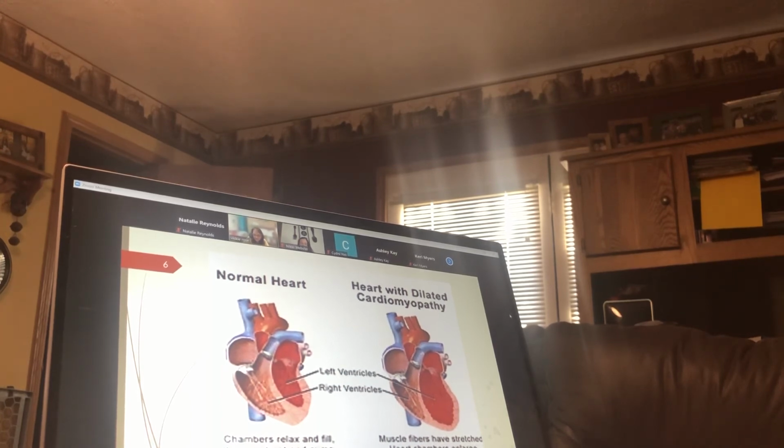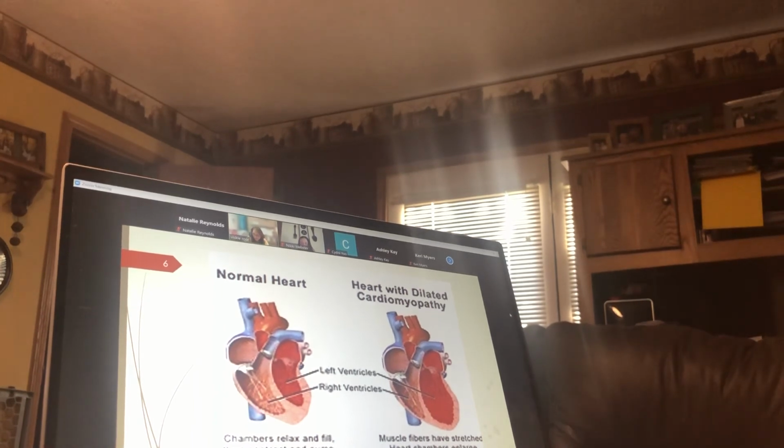Restrictive. The cause is usually unknown. Blood clots can form. I'm going to use diuretics with this.